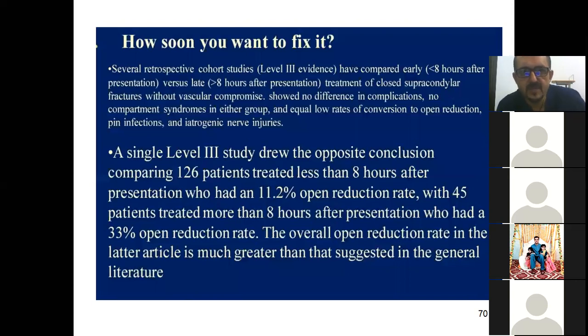Several level 3 retrospective studies have compared presentation within 8 hours versus late, more than 8 hours after presentation, in treatment of Gartland supracondylar fracture without vascular compromise. They showed no difference in complications, no compartment syndrome in either group, and an equally low rate of conversion to open reduction, pin fixation, and iatrogenic nerve injury. So basically, your exam answer will be that I will reduce it and keep the patient NPO. If the patient comes overnight, I will try to reduce in the ER, get an optimal position, put it in a back slab, admit him, and tomorrow morning I can operate on him, if there is no OR available. If there are emergency cases going on, you can tell him this is the answer. And no differences.